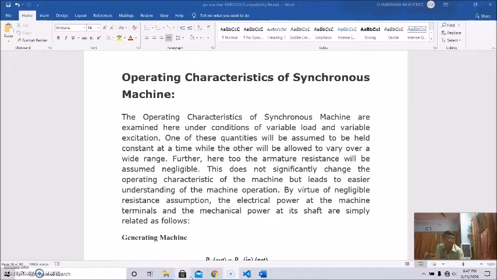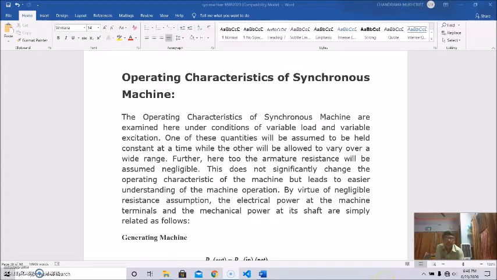So in our Electric Machines 2 class, in the last class on synchronous machines, we started a new discussion which we have not completed. So from that, once again we'll start this topic. Basically, the operating characteristics of synchronous machines are examined under variable load and variable excitation, and one of these quantities will be assumed to be held constant at a time, while the other will be allowed to vary over a wide range.